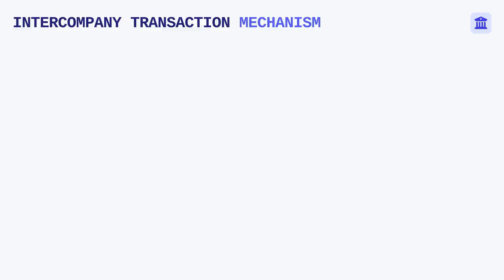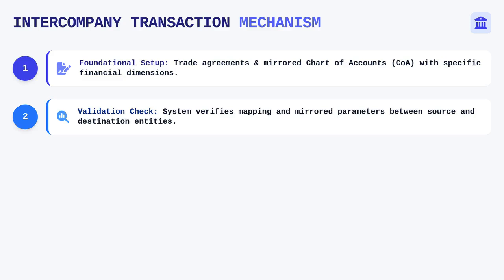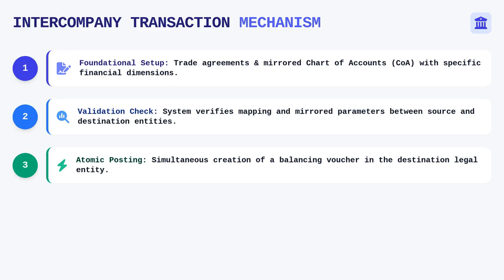The mechanism starts by establishing an intercompany trade agreement that dictates how specific accounts should interact. We must configure the chart of accounts for each legal entity to include the necessary financial dimensions and the specific main accounts reserved for intercompany activity. You will observe that for an intercompany transaction to succeed, the system requires a mirrored configuration of setup parameters in the destination company. When a user posts a journal entry intended for another legal entity, the application performs a validation check against these predefined relationships.